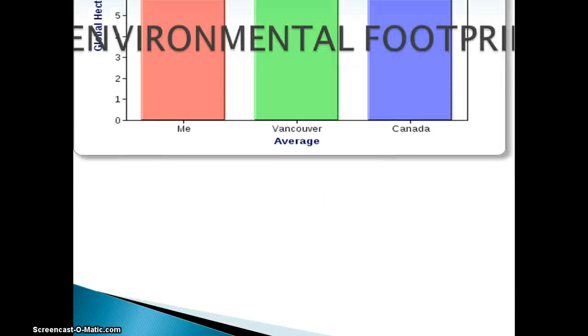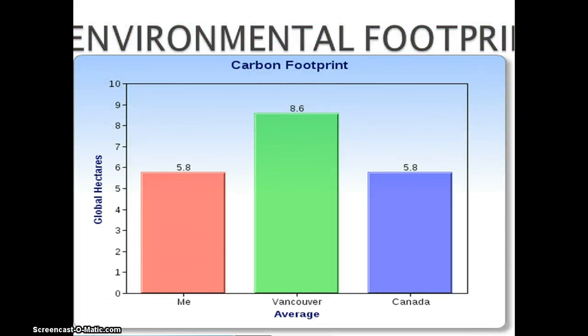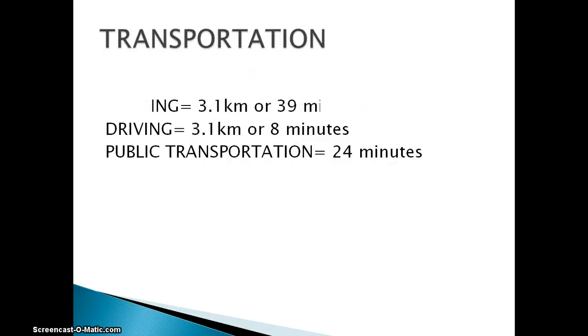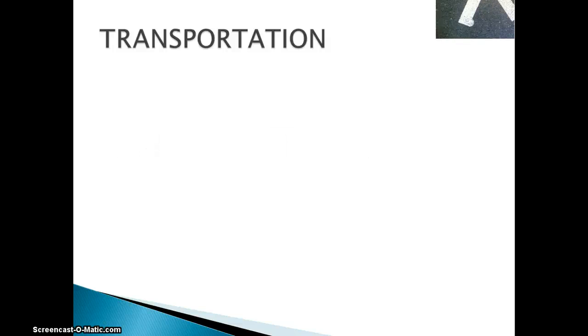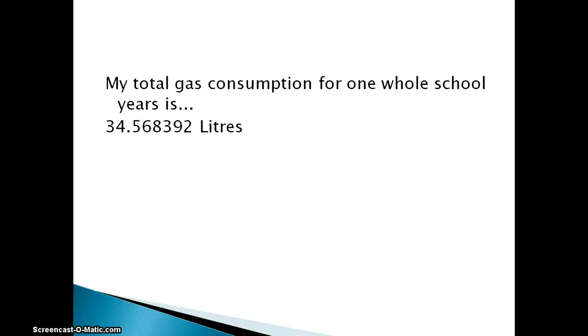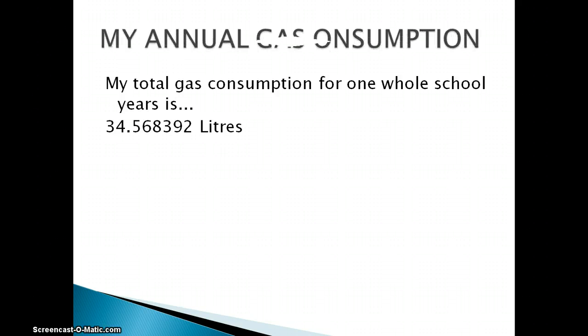My environmental footprint is equal to the average Canadian, but not the Vancouver average, which is 8.6 global hectares, while mine and the Canadian average is 5.8 hectares. Transportation. From my house to my school, walking is 3.1 kilometers, or approximately 33.9 minutes. Driving is 3.1 kilometers, or approximately 8 minutes. And public transportation takes about 24 minutes. My total gas consumption for one whole school year is 3.568392 liters, which is not a lot compared to most Canadians.